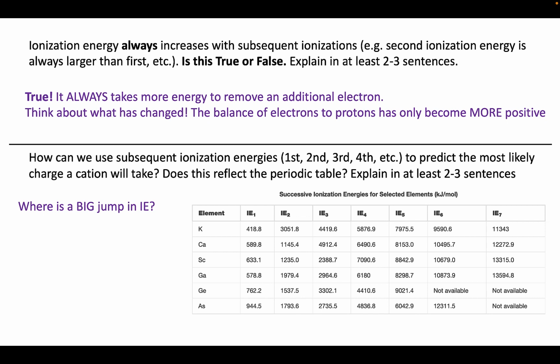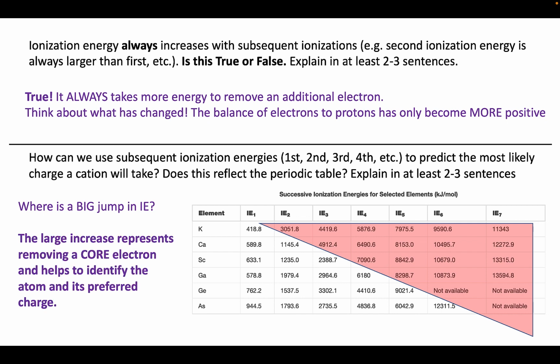Here's a sample of this table. We already know these elements and the ionization states that they generally tend to prefer. Potassium likes to be +1, calcium likes to be +2, and so on. What we notice here in red is where the big jump has taken place. We go from about 400 kilojoules per mole to about 3,000. For calcium, as we go from ionization energy 2 to ionization energy 3, we again have about a 5-fold increase in that ionization energy. So what's happening here?